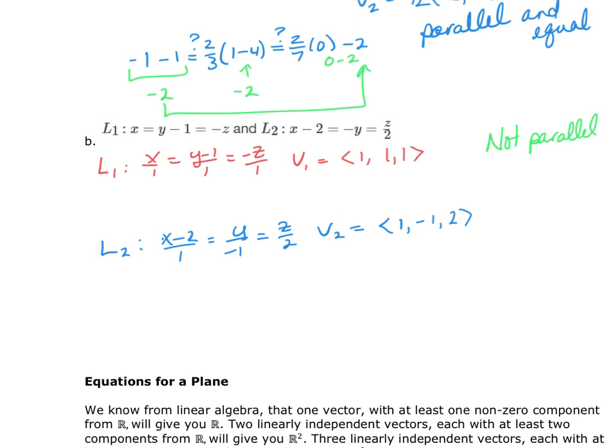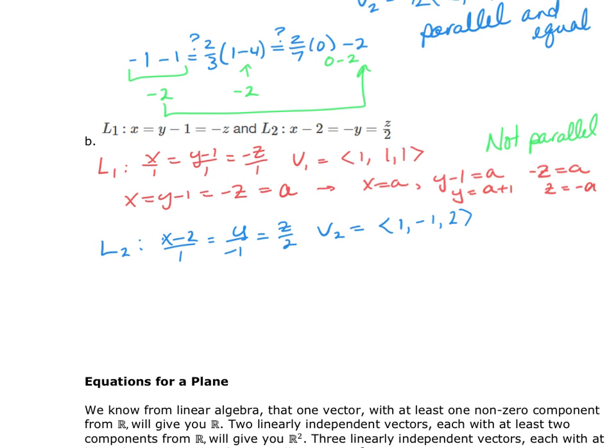To do this, I'm going to start with one of the two lines. Doesn't matter which line. I'm going to start with my first line, and I know that x is equal to y minus 1, which is equal to negative z. Let's just set it equal to some other random variable. Let's choose a. Don't want to use m, that's slopes. A is okay. So from this, we know that x is equal to a, y minus 1 is equal to a, and negative z is equal to a. Then I have y is equal to a plus 1 and z is equal to negative a, and I can plug this back into the second equation and see whether or not this holds true.